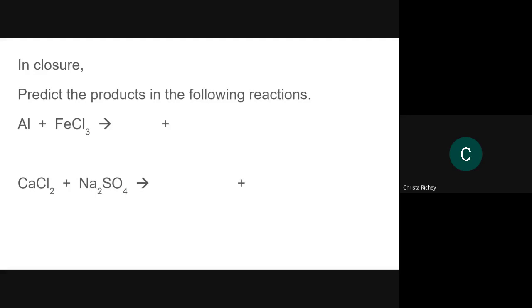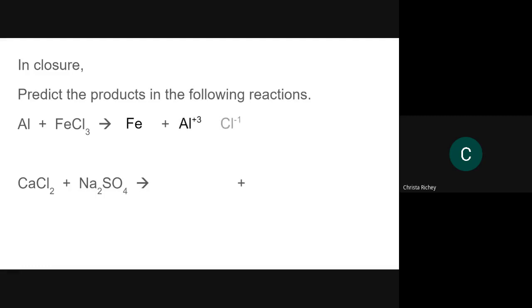We're going to predict products and pretend that all of these are going to mix around the way that they're supposed to, so we don't have to look at that chart. Aluminum is a metal, iron is a metal, and chlorine is a nonmetal. This is going to be a single replacement reaction. So what do you think is going to be by itself on the right-hand side? No, aluminum was by itself on the left-hand side. A metal's going to replace a metal. Iron is by itself. And then guess what the aluminum is going to make a compound with?